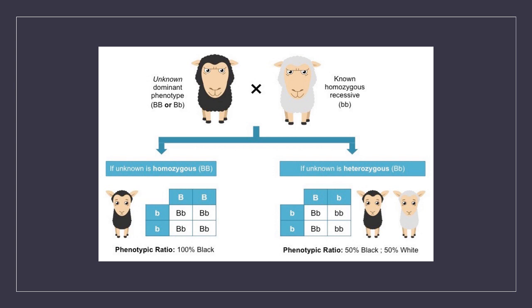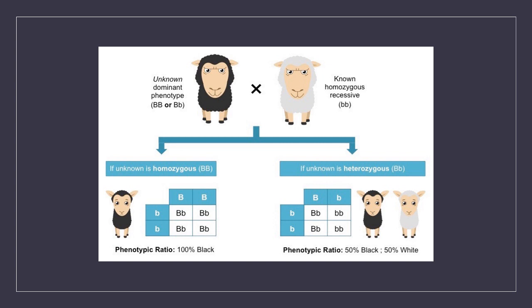This is also an example of an unknown dominant phenotype. We don't know the genotype. And the phenotype you can see is the black sheep. And over here is the recessive, that is the small b and the small b. Now we can perform this in the Punnett square. On the basis of the products formed, the progeny formed, we can see whether the parent is homozygous or heterozygous.